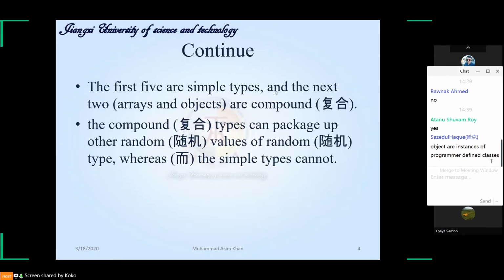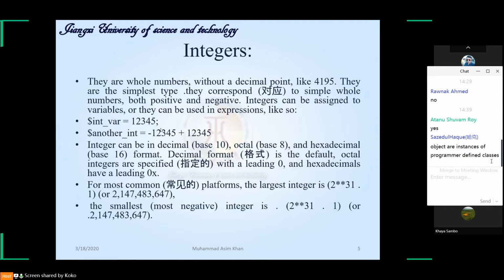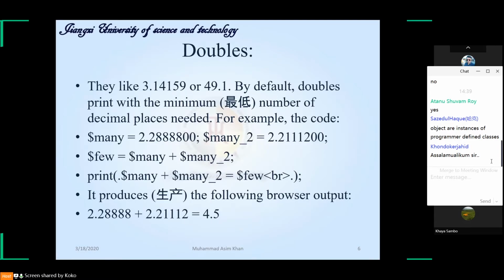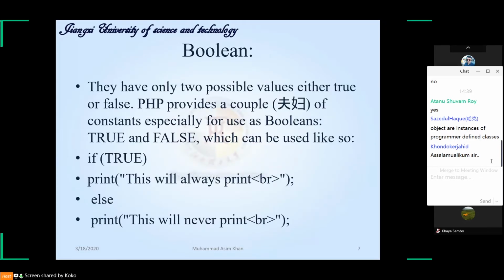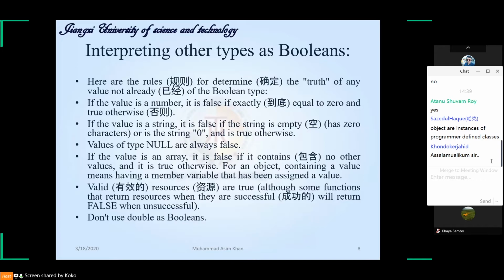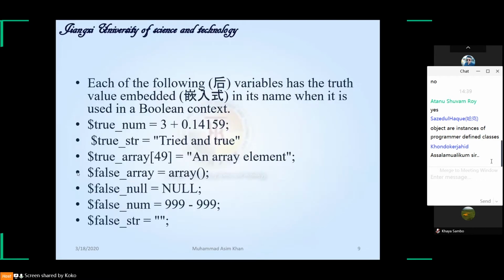Integer, any type of integer you can write here, and you can use an underscore between digits. And double, it's the same, no problem in this one. Boolean, true or false. Interpreting other types as Boolean, there are 0. For example, here I use a number equal to 3 plus 0. This one will be Boolean true or false. It will be true because it's more than 1 or 0.